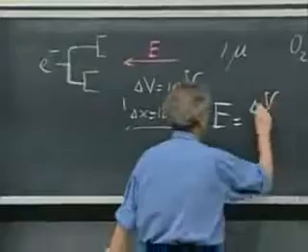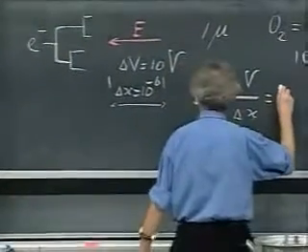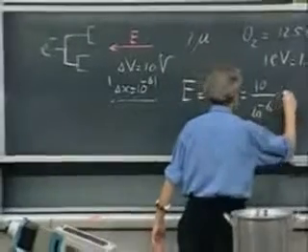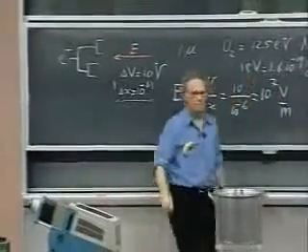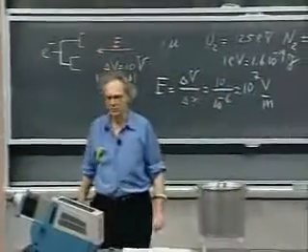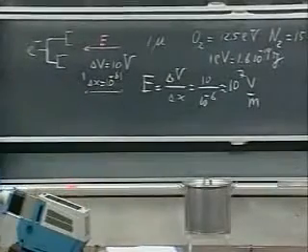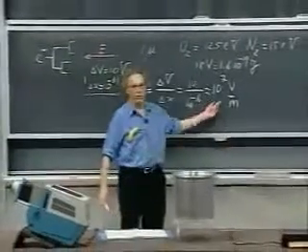That is delta V, the potential difference, divided by the delta x. So that is 10 divided by 10 to the minus 6. So that's about 10 to the 7 volts per meter. That's a very strong electric field. In reality, when we measure the electric fields near breakdown, it is more like 3 million volts per meter. But it's still very close.